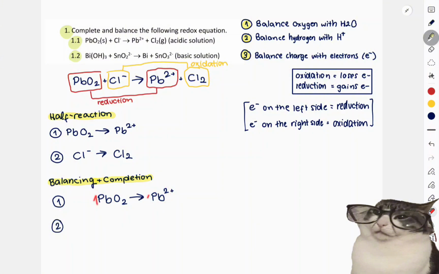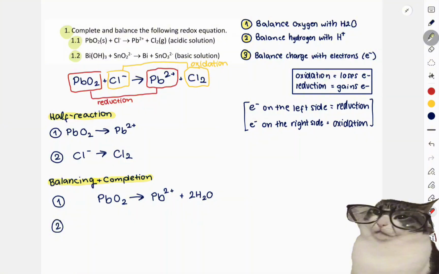The next step is to balance the oxygen, and we balance it by adding water molecules. So we have 2 on the left and we have 0 on the right. So this means that we need to add 2 molecules of water to the right side of the equation. However, now we have introduced hydrogen. So we have 4 hydrogens on the right side, because 2 multiplied by 2 is 4.